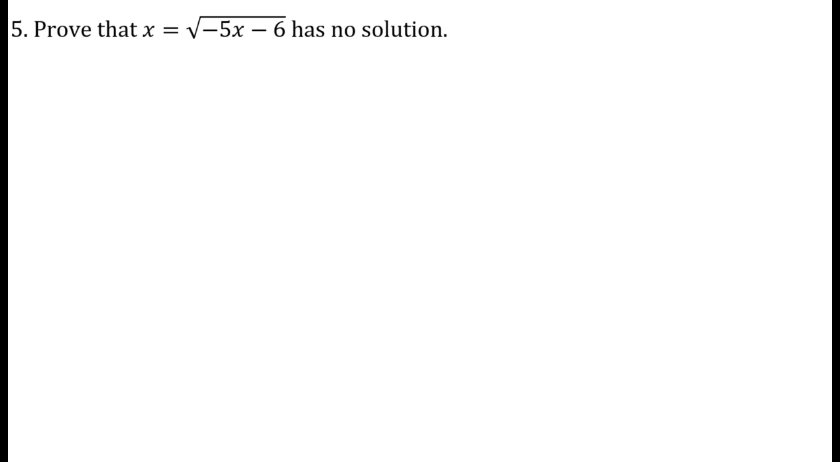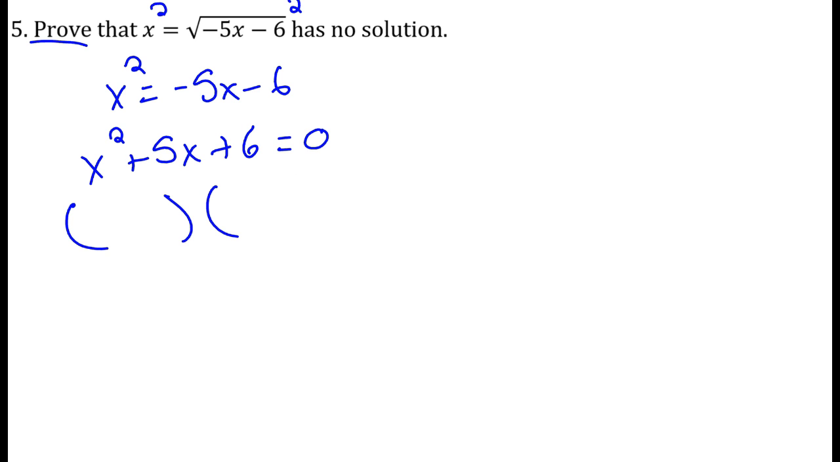Number 5, prove that x equals the square root of negative 5x minus 6 has no solution. Now, you saw the word prove and started panicking for no reason. Just solve the equation and show that it has no solutions. The radical is already isolated, so I'm going to square both sides. X squared equals negative 5x minus 6. This is a quadratic equation, so it should be set equal to 0.